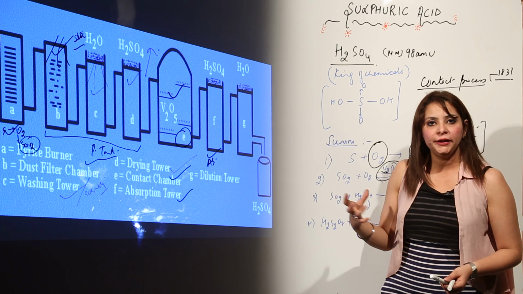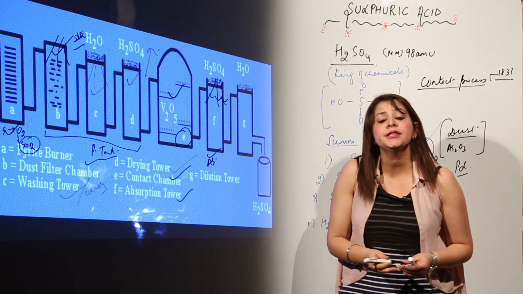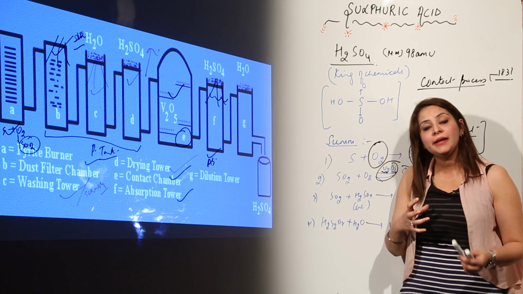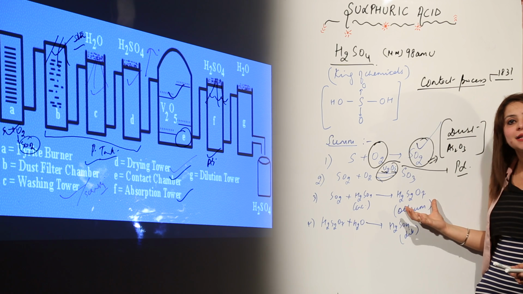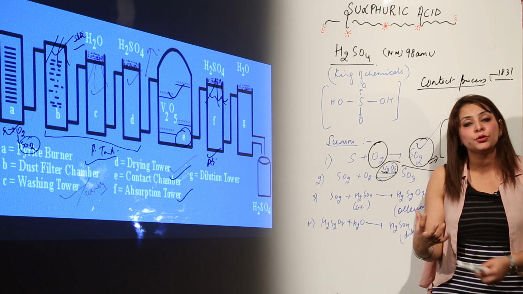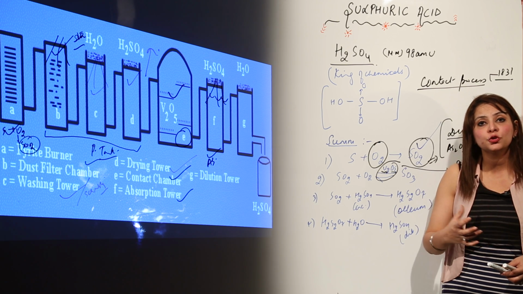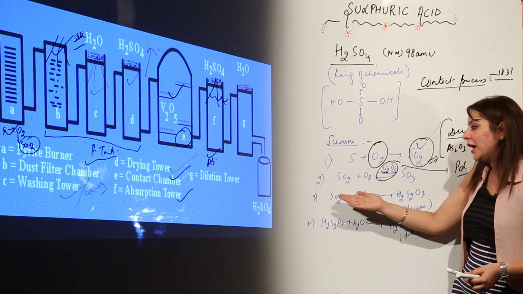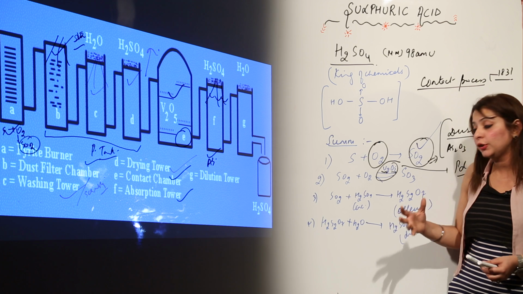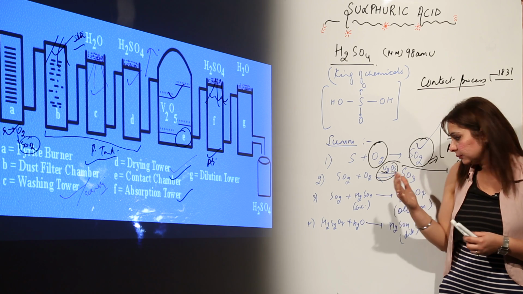So what happens in the absorbing tower? Here a stream of concentrated sulfuric acid is passed, and it reacts with SO3 to form highly concentrated sulfuric acid, that is the oleum, right? As I told you, we cannot add SO3 directly into water because the reaction is highly exothermic, which leads to an explosion. So we need our reaction to occur in a controlled manner. So we pass the SO3 into the absorbing tower, where it reacts with concentrated sulfuric acid to form oleum, H2S2O7.